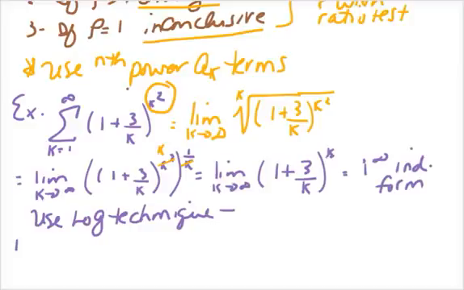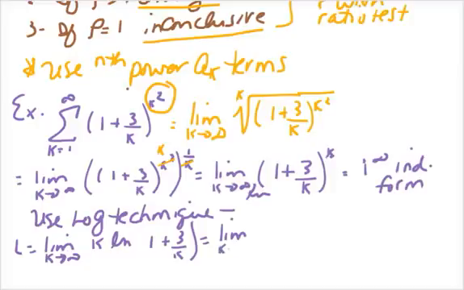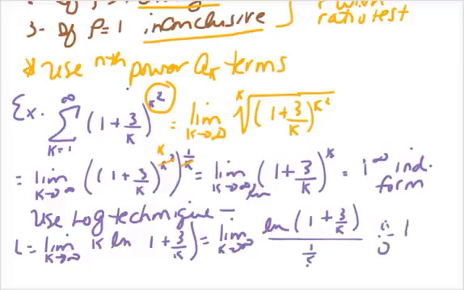Okay, sorry about that. So we're going to use the log technique, right? So L is equal to the limit as k goes to infinity, and you're taking the log of this, right? So this becomes k ln of 1 plus 3 over k. And we've got to get that into indeterminate form so we can use L'Hopital's rule. This was the same exact problem that we have been working with, and that's 0 over 0, so we're going to use L'Hopital's rule.